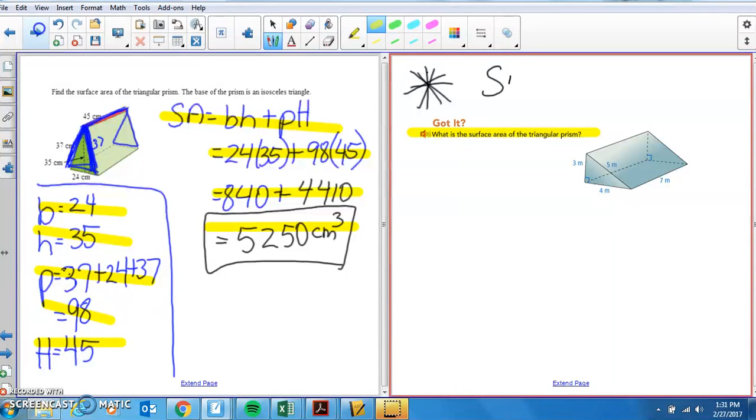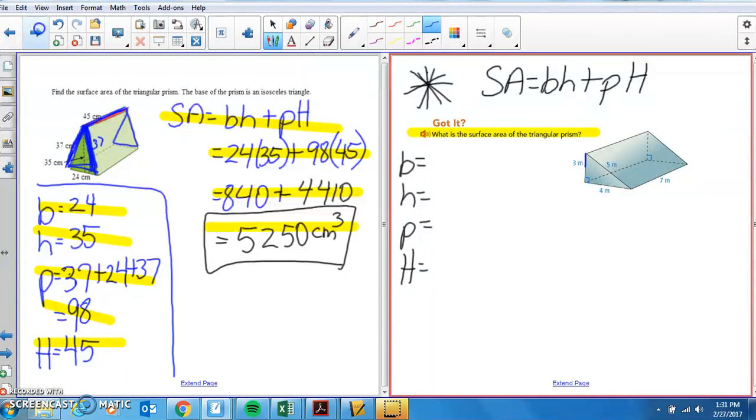Remember, the formula, the surface area equals base times height plus perimeter times height. And what I would suggest is go ahead and figure out what each one of these represents. I'm going to give you some hints. What I'm going to have here in blue represents the triangular base. That's what you're going to use for the B, the H, and the P, the lowercase b, lowercase h, and lowercase p. And what I have in red, that represents the height of the shape. That represents the overall height, which would be uppercase H.